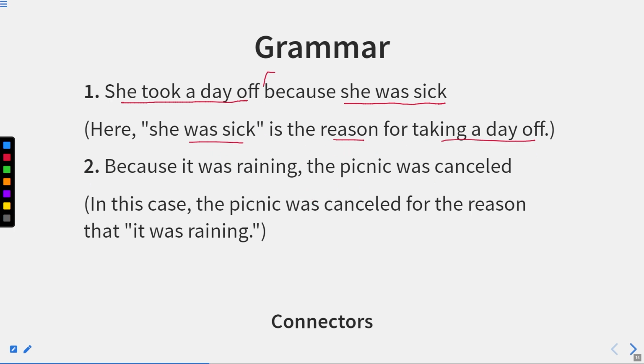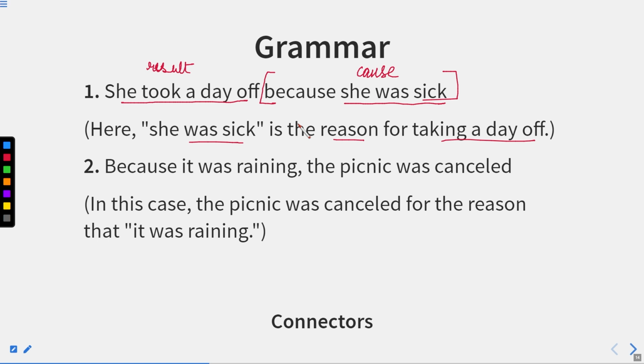Now, because she was sick, this is the cause. And what is the result for it? The result is that she took a day off. Now we are focusing on the cause part. Therefore, we are using because with the cause part, and the result is another part or another clause of the same sentence.